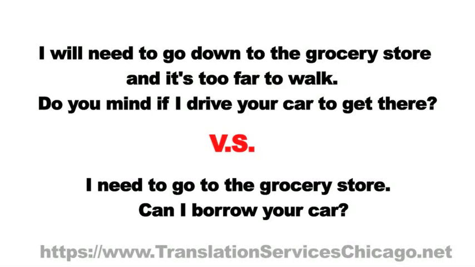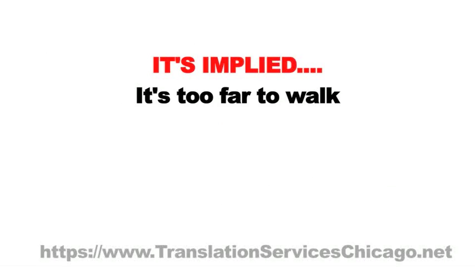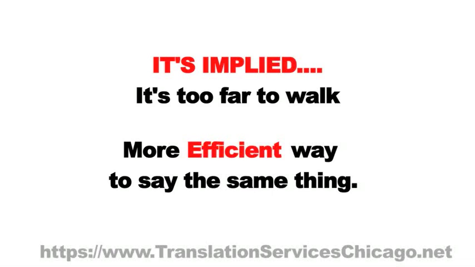Versus, I need to go to the grocery store. Can I borrow your car? Now, I will admit that this is a pretty aggressive edit, and depending on the actual speed and timing of the English source, you may not have to go that far. But if you needed to, it's implied that it's too far to walk, so a car is needed. And the rest is simply a more efficient way to say the same thing.